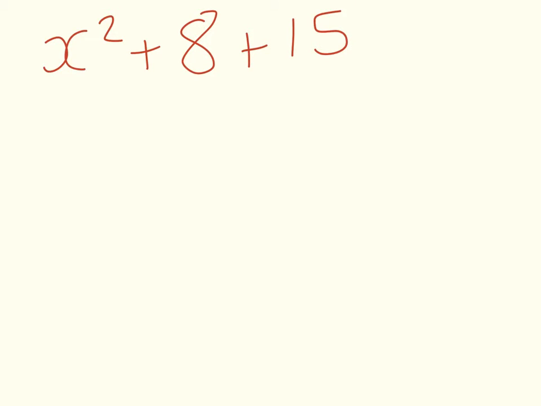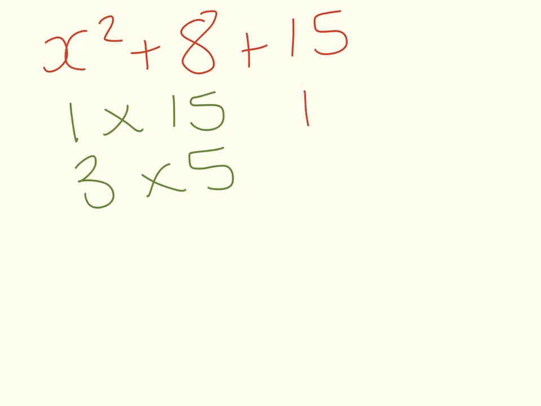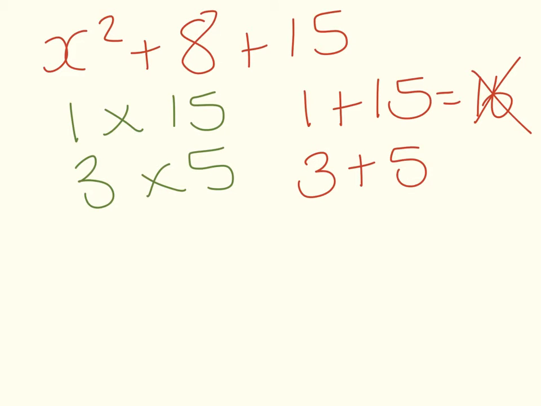We want to factorise x squared plus 8x plus 15. I would always start by doing out my factors of 15. What numbers multiply to give me 15? 1 by 15 and 3 multiplied by 5. The next thing I need to look at is which of these combinations add together to give me 8. 1 plus 15 gives me 16. That's not 8. 3 plus 5, add them together, and that gives me 8.